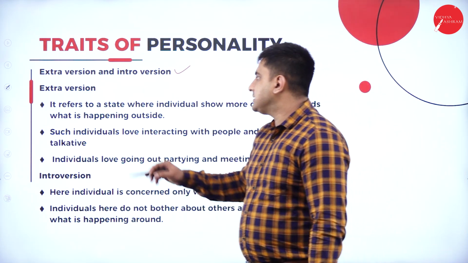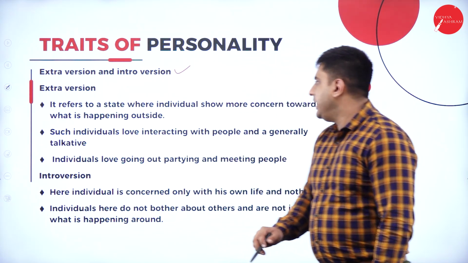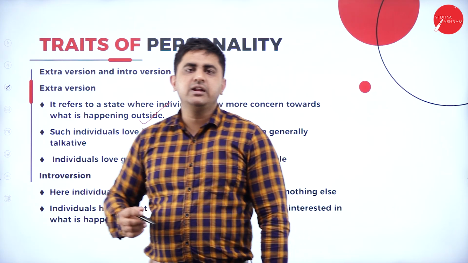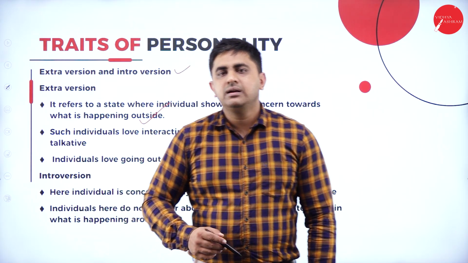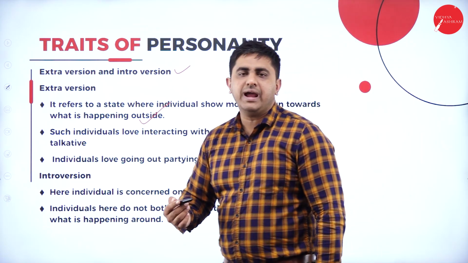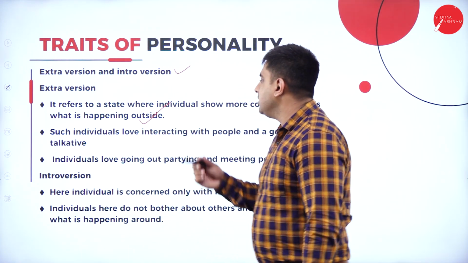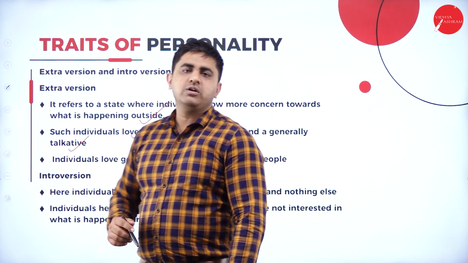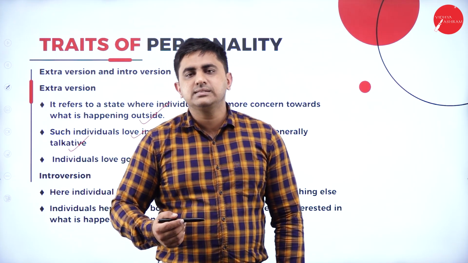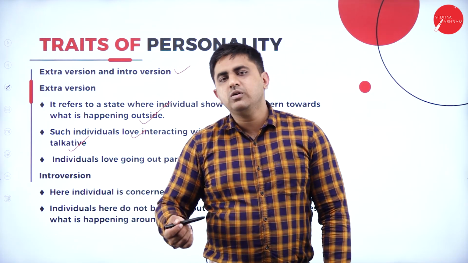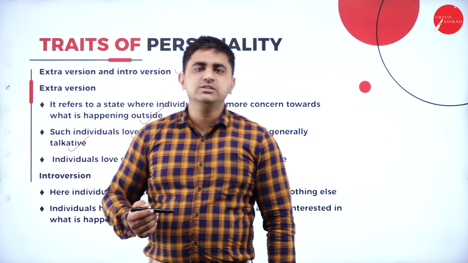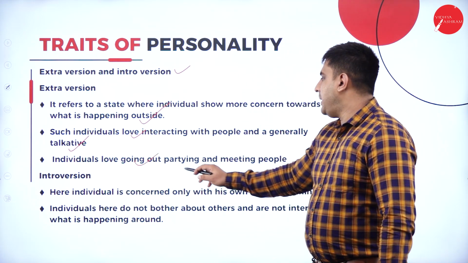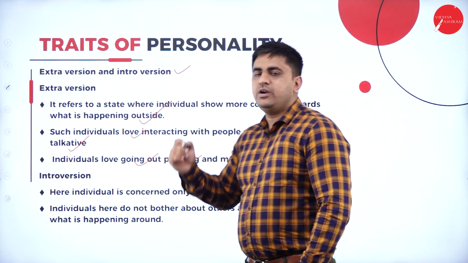So we will understand extraversion. It refers to a state where individuals show more concern towards what is happening outside. That is, he is very interested in going out, partying, meeting people, going for events. He is very interested to go out and meet people and make things happen. So, such individuals love interacting with people and are generally talkative. They want to talk more, they want to know different things about their friends, etc. So they want to go to parties, meet new people, get a good circle and enjoy life. So this is regarding your extraversion. Individuals love going out, partying and meeting new people.